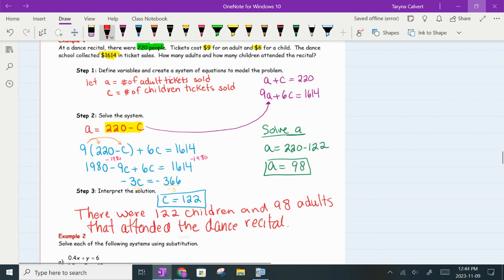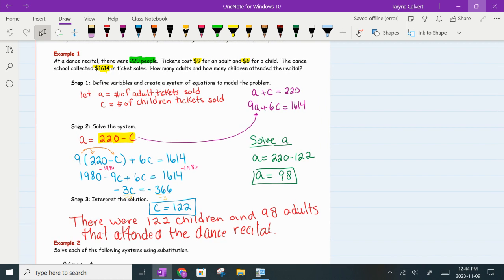Anytime I ask you to explain the solution, both numbers that are in your solution should be part of your sentence. You can't just say that the solution represents how many went. More specifically, the two numbers that are in your solution have to be part of your sentence.